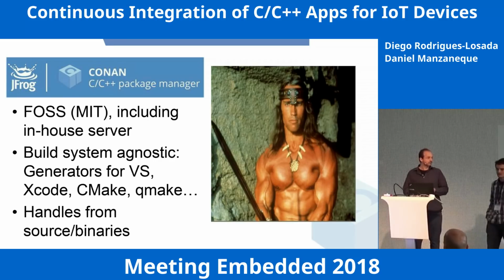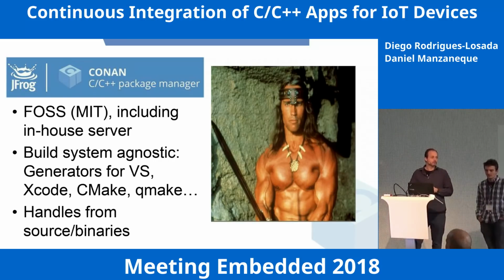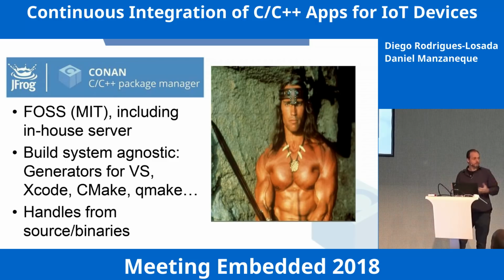Conan is a package manager for C and C++. It is open source, MIT license, do whatever you want with it. It handles any build system. It's something very important for embedded because we usually have to deal not only with CMake, but also with Makefile projects, and also very custom build systems that sometimes vendors give to us. And we have to handle that. And we also need to create the binary from sources, and sometimes we have pre-built closed source binaries that we also have to manage. And Conan can also manage them for us.